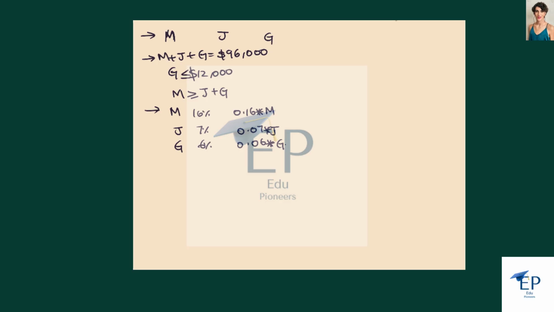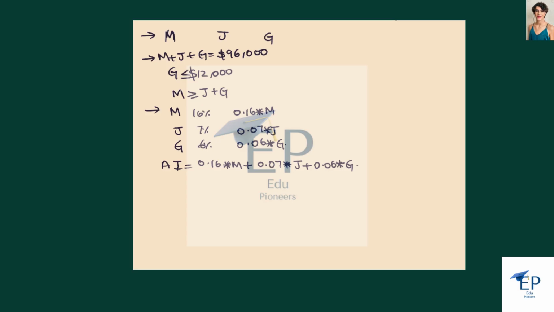So in order to maximize the annual interest earned, we need to maximize the sum of the earned values of each stock, which is given by the expression annual interest is equal to 0.16 times M plus 0.07 times J plus 0.06 times G. We need to find the values of M, J and G that satisfy these constraints and maximize the annual interest expression.